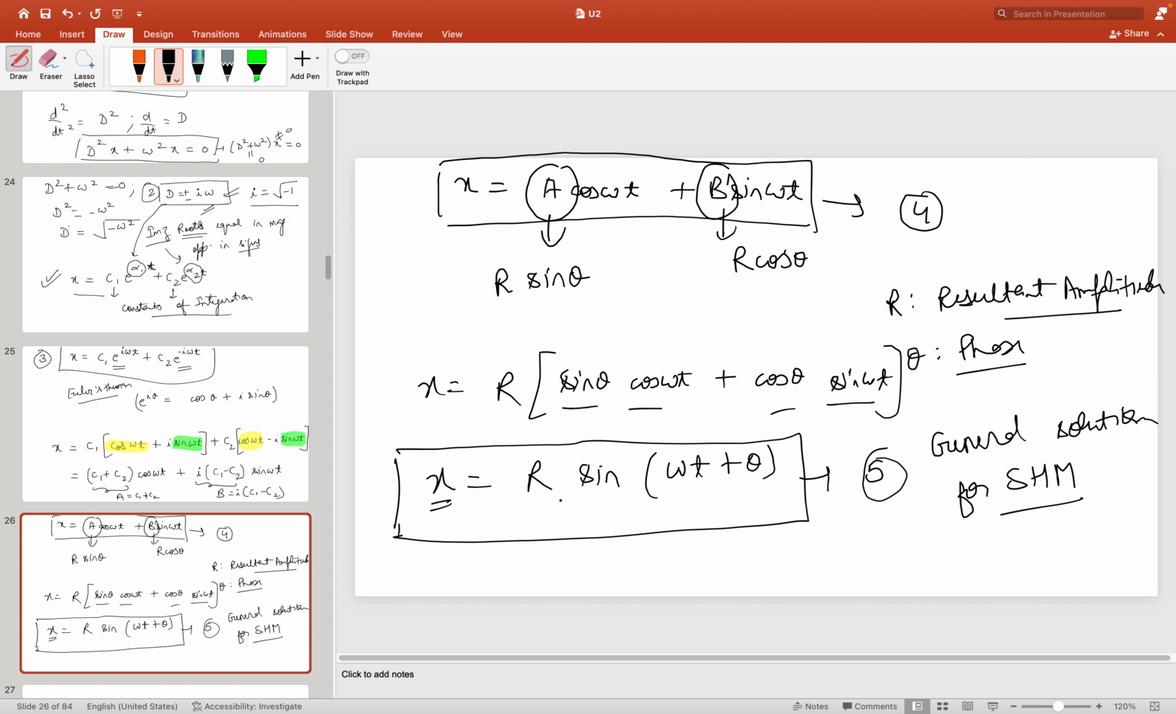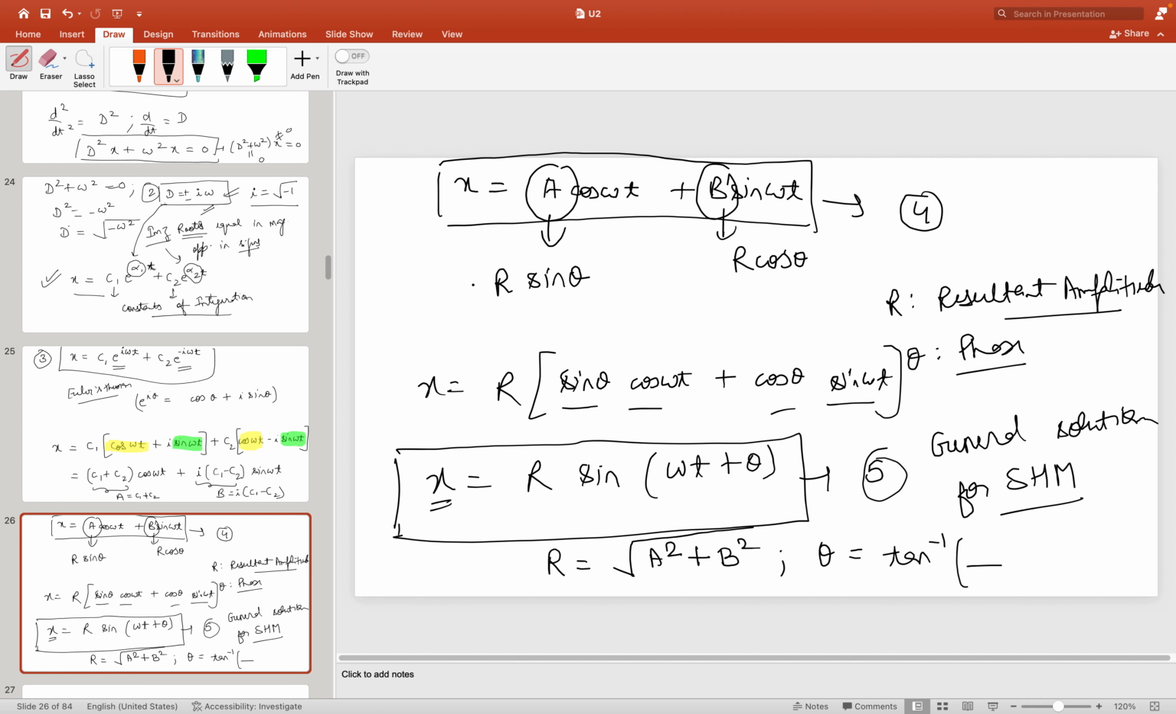x is equal to r sin (omega t plus theta), where r is equal to, what is the value of r, class? Under root a square plus b square. Is it clear what we are doing? And theta will be equal to tan inverse of, a by b or b by a, class?